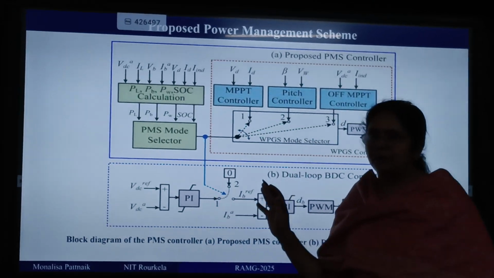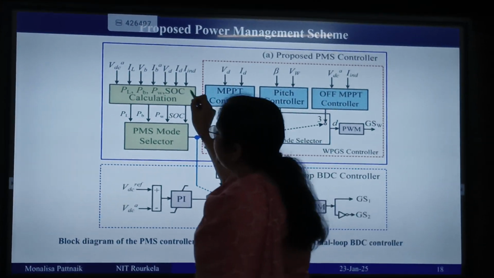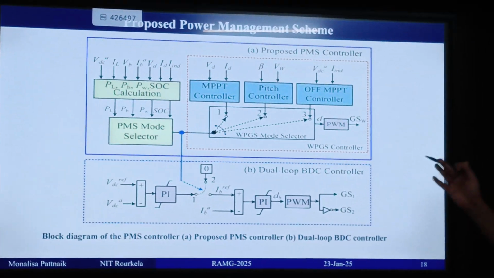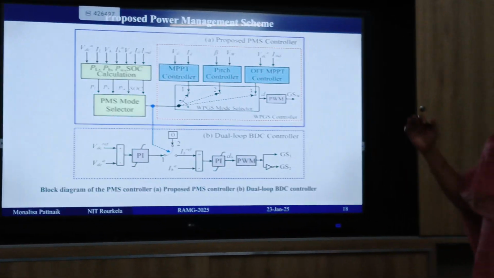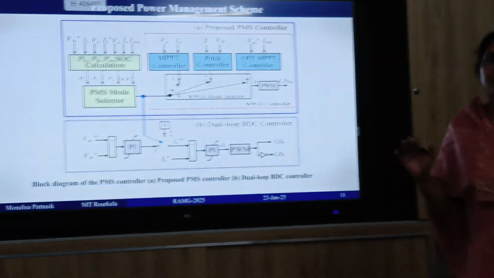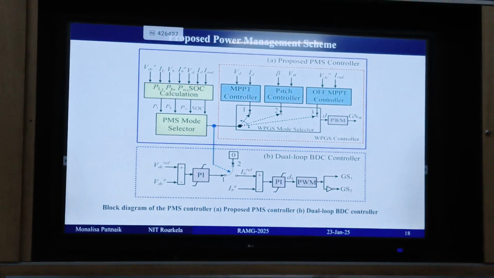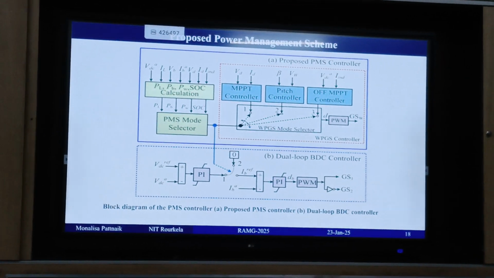What we did in this power management, all the voltages and currents of each system are sensed. Okay, we have calculated the corresponding power. We are also monitoring the SOC. We have tried to first operate the battery, assuming that we keep the battery in the standard, normal condition.